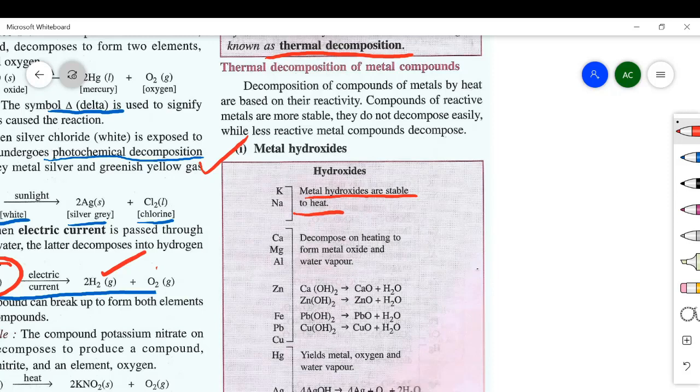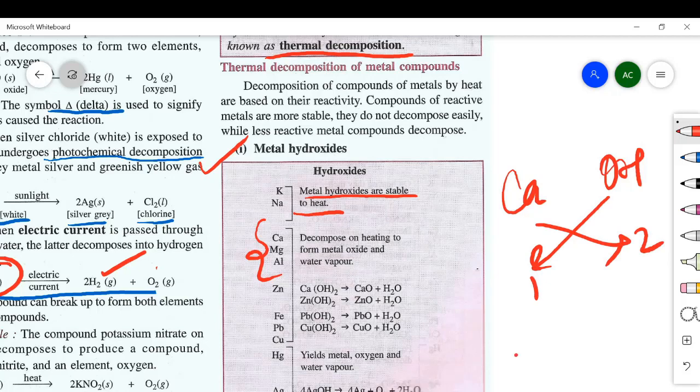How does the question come in the exam? What happens when you heat potassium hydroxide? What is the effect of heat on potassium hydroxide? Or what is the effect of heat on sodium hydroxide, like this? Let's take another category, that is calcium, magnesium and aluminium. First we'll make their hydroxides. Let's see, calcium hydroxide, valency 2, hydroxide valency 1. Formula becomes Ca(OH) whole twice.